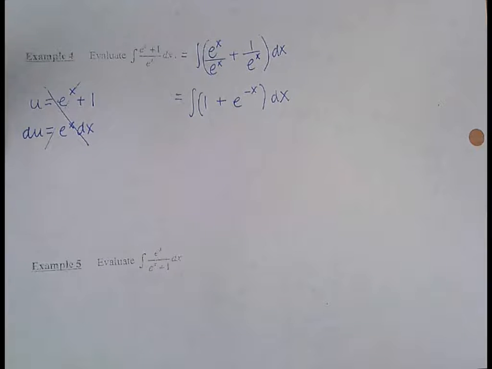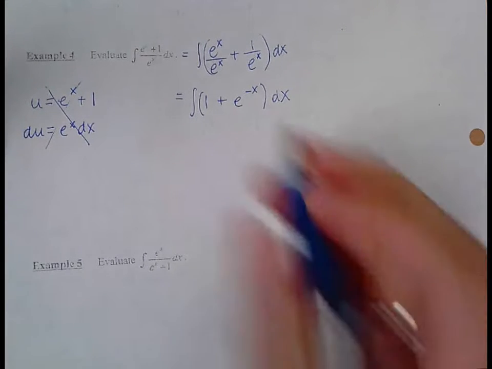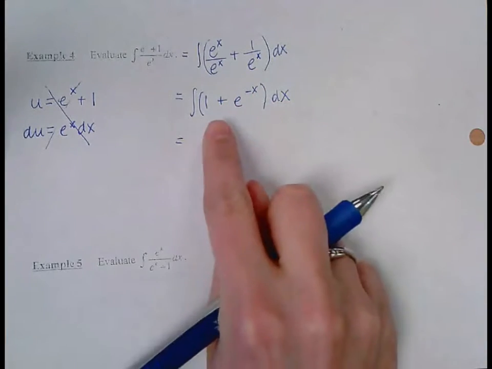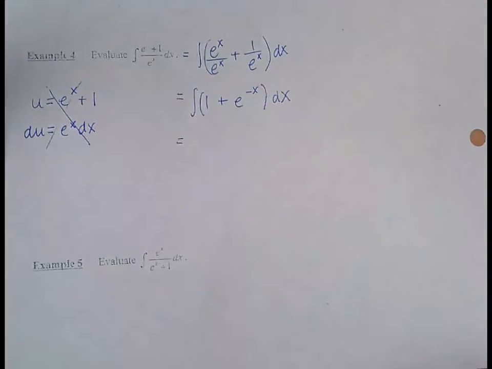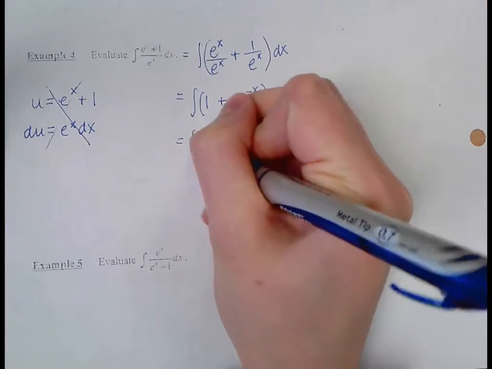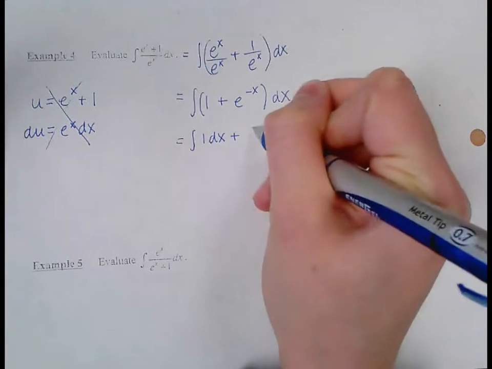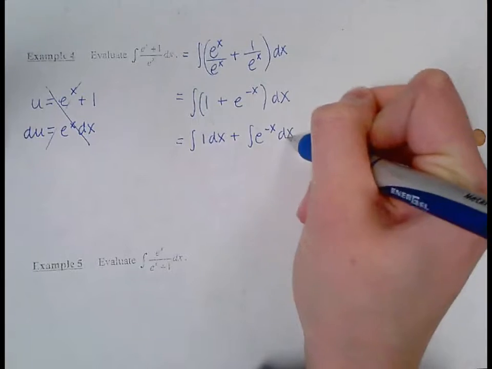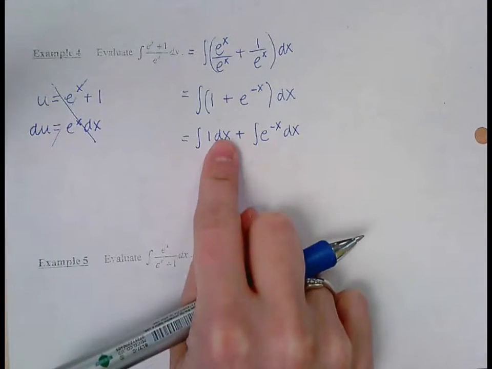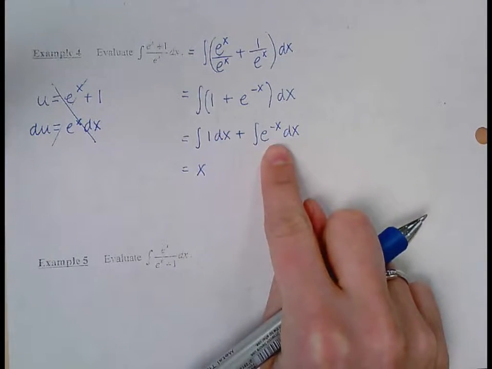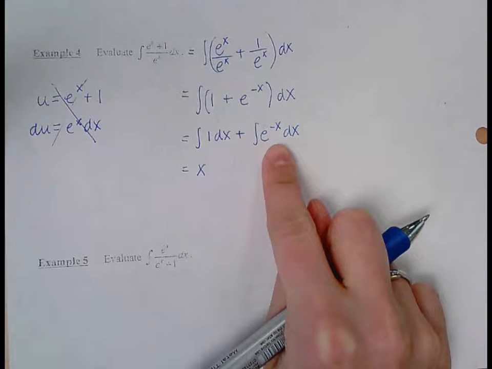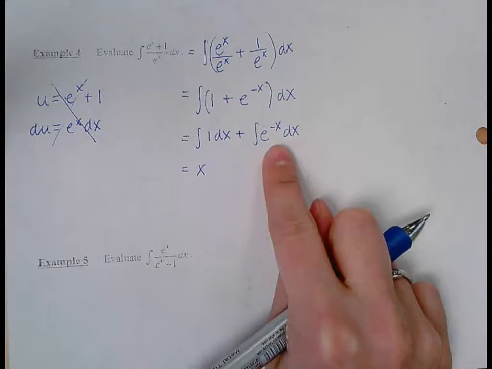Chain rule for a derivative, yes. So what you could do is split this into two different integrals. Not that you'd have to, but you could. I could split this and say I have the integral of 1 dx plus the integral of e to the negative x dx. Because what is the antiderivative of 1? x. Antiderivative of e to the negative x? It would be negative e to the negative x.